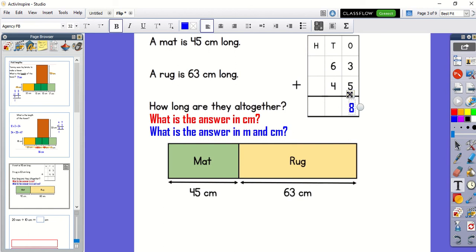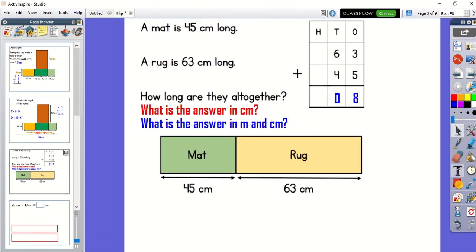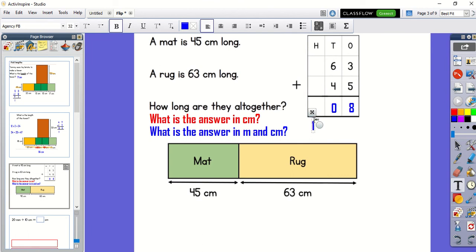We've then got 6 add 4. Well, 6 add 4 is 10, so I put the 0 here. But don't forget, if it's in the tens, that's actually 60. Add 40 gives me 100. I put the 0 there, carry the 1 over. So that means I've got nothing, add 1. So that's 1. So my answer in centimetres is 108 centimetres.